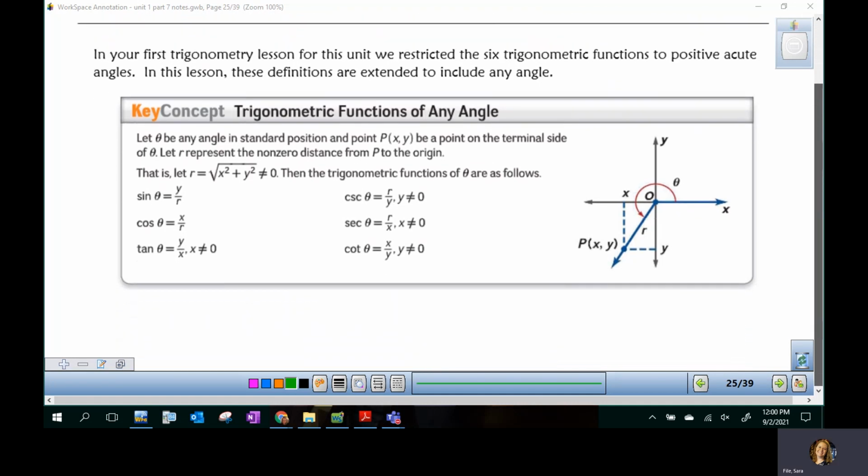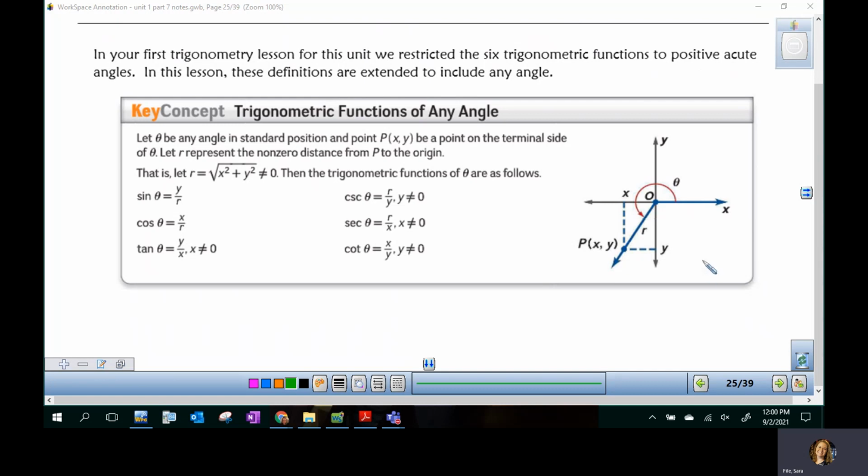All right, so what's different in this section, what we're learning that's new, is being able to find trig values at any angle, not just acute angles. Because up to this point, you can see here it says we've restricted our 6 trig functions to positive acute angles. We did right triangle trig, all small positive acute angles in right triangles.